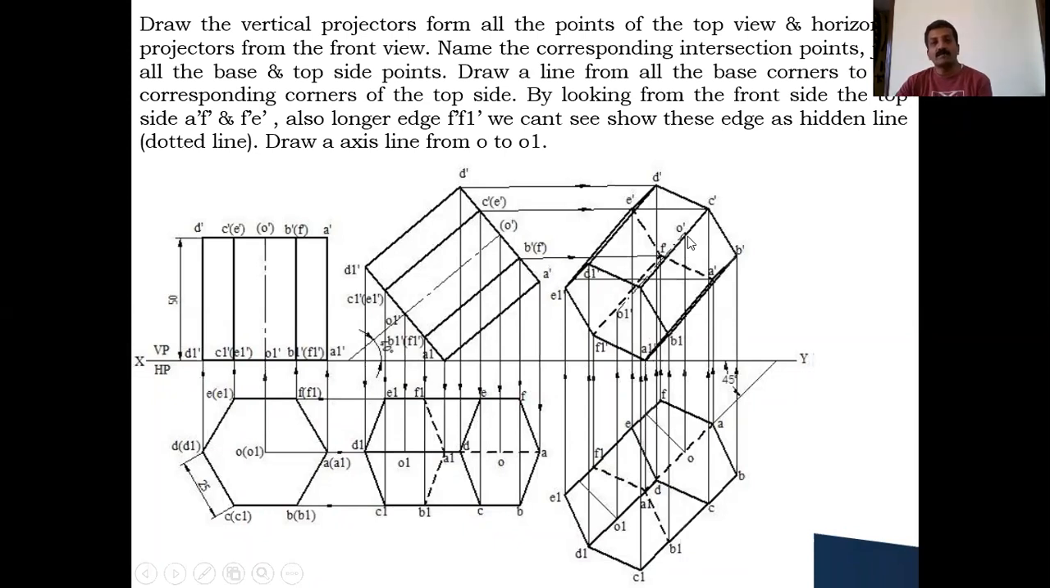So after getting all the points, you are looking from here, the front view, correct? You are looking from this direction, the complete base you can see, which is this base A1, B1, C1, D1 and E1. You join A1 dash, B1 dash, C1 dash, D1 dash, E1 dash and F1 dash, the complete base you can see. Okay, so that's why the base is visible.